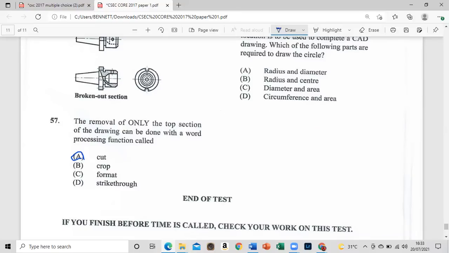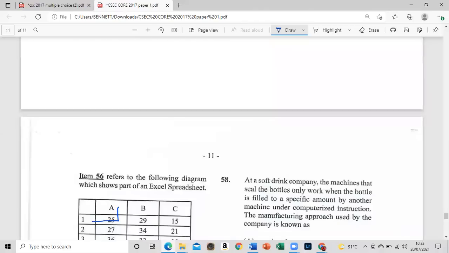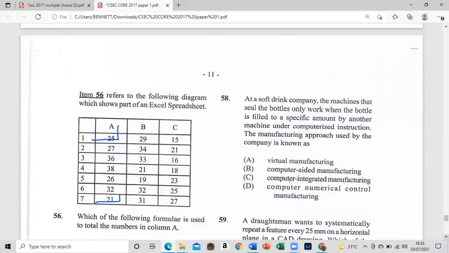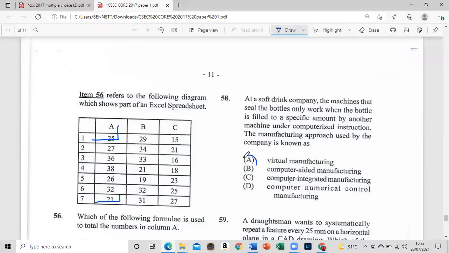All right, let us finish doing the last few. 58, 59, and 60. Make sure you say you guys have a vivid. So 58. At a soft drink company, the machine that seals the bottles only works when the bottle is filled with a specific amount by another machine under computerized instruction. The manufacturing approach used by the company is known as, is it virtual manufacturing, computer-aided manufacturing, computer-integrated manufacturing, or D, computer numerical control manufacturing? And this one is virtual manufacturing.